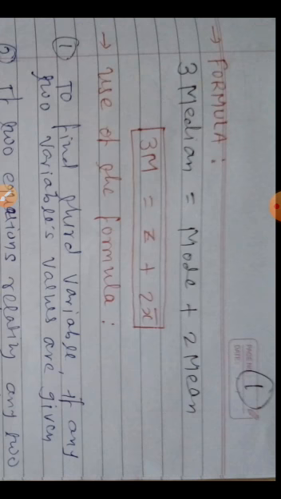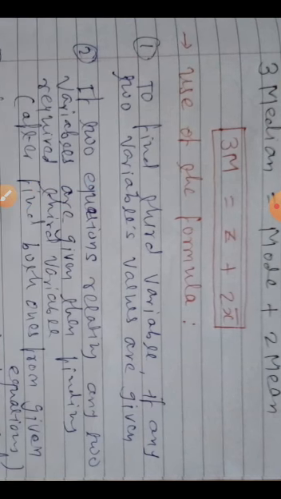Now, what is the use of this formula? To find the third variable, if any two variables' values are given. Out of m, z and x bar, if any two are given, then obviously by putting the values in the formula, you can find the third one. Suppose z and x bar are given, meaning mode and mean, you can easily find the median. In the same way, if median and mode are given, then you can find the mean. Otherwise, if median and mean are given, you can find the mode. That is very simple. You just have to make the missing variable the subject.